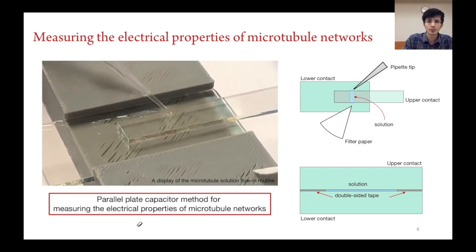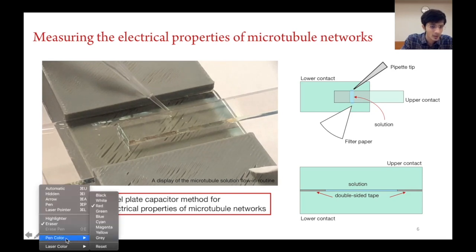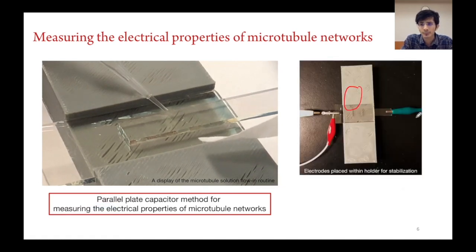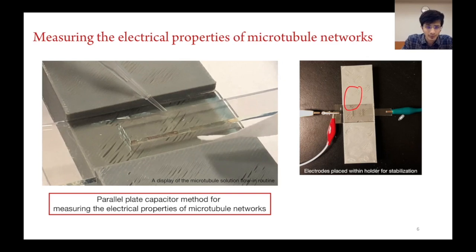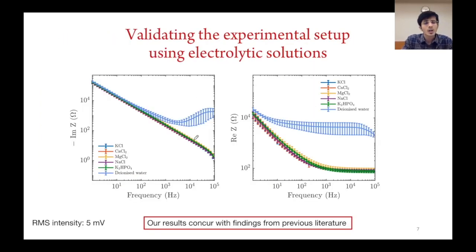Once you have buffer within the plates of the parallel plate capacitor, you can then connect this to a 3 electrode setup and read off the values, and the values will give you the resistance and the capacitance. Now, before you actually proceed to measure the resistance and capacitance of microtubules, what you have to do when you build such a system is you have to do controls.